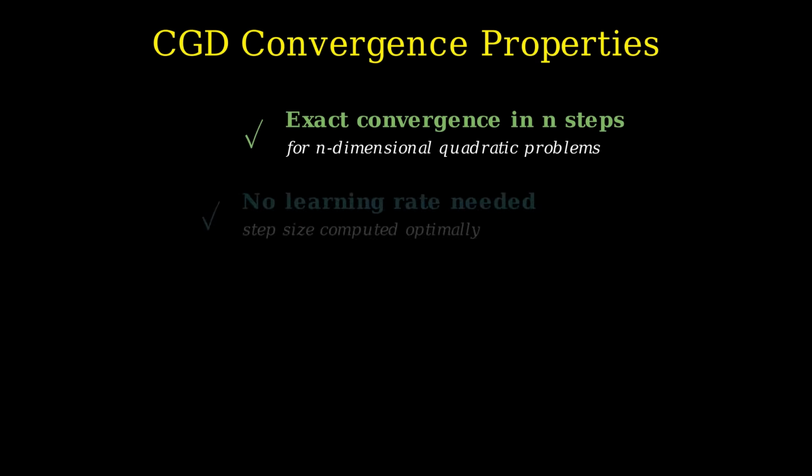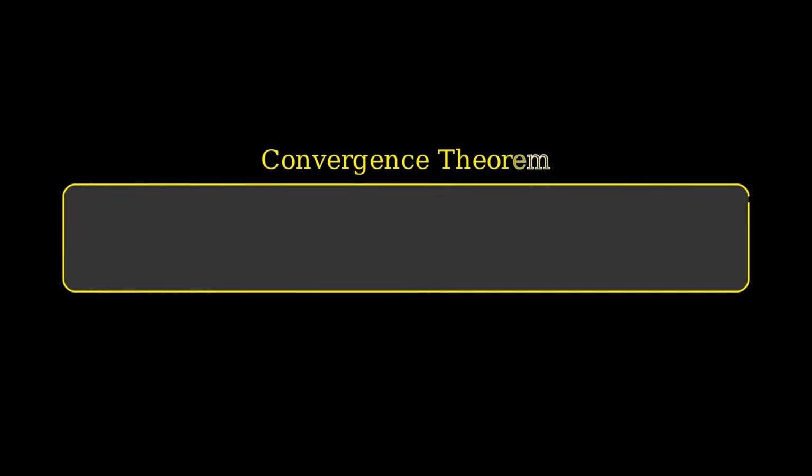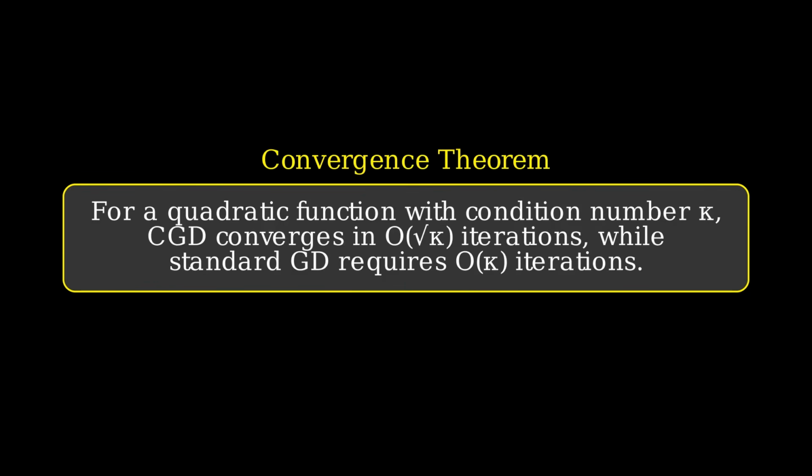So what have we learned today? Conjugate gradient descent is a powerful optimization algorithm that exploits the geometry of the problem through conjugate directions, converges in n steps for n-dimensional quadratic problems, requires 2-10x fewer iterations than gradient descent in practice, computes optimal step sizes automatically, and scales to massive problems with millions of variables. It's used everywhere, from medical imaging to aerospace engineering to machine learning.